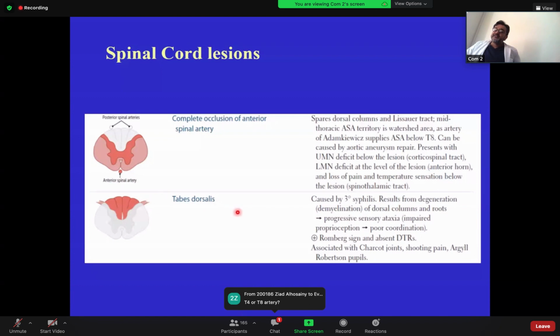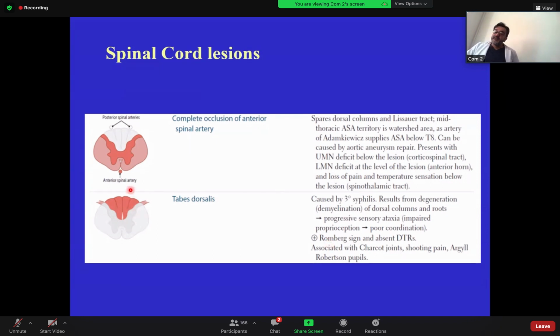Tabes dorsalis is a condition which happens because of tertiary syphilis. Syphilis is an infection, an STD, a sexually transmitted disease, which can affect the nervous system also. Initially, primary syphilis affects the sexual organs, but tertiary syphilis can affect the brain and the spinal cord, and mainly the spinal cord is affected.